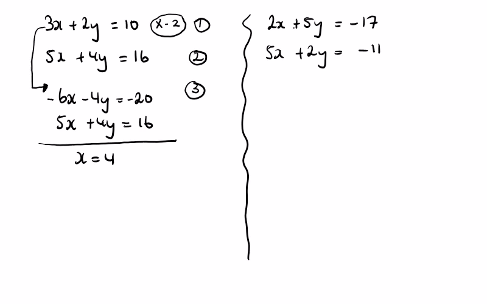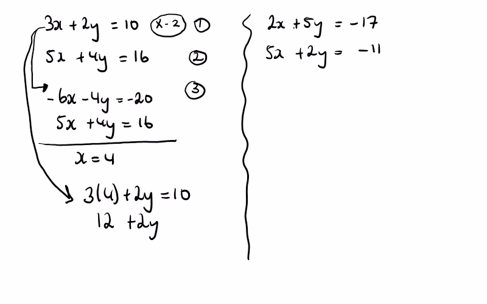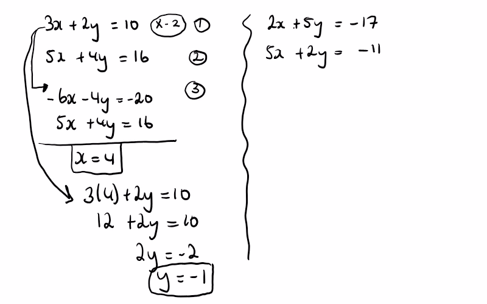So now pick any of the equations. Which one looks easiest? Probably the first one. Smallest number, isn't it? 3x. 3 times 4 plus 2y is equal to 10. 12 plus something is equal to 10. Well, it's a bit counterintuitive. 12 minus something is equal to 10. So 12 minus 2. So 2y is equal to minus 2. So y is equal to minus 1. Hopefully you've mastered simultaneous equations at this point. They're not that difficult, but they do require practice.